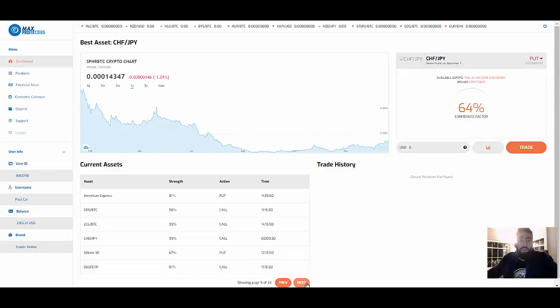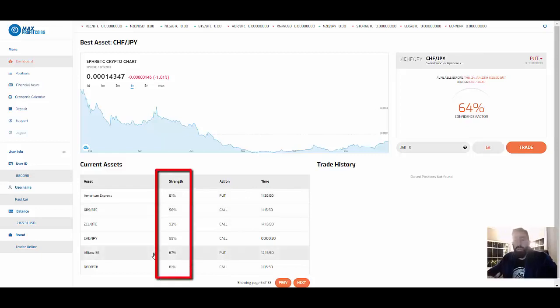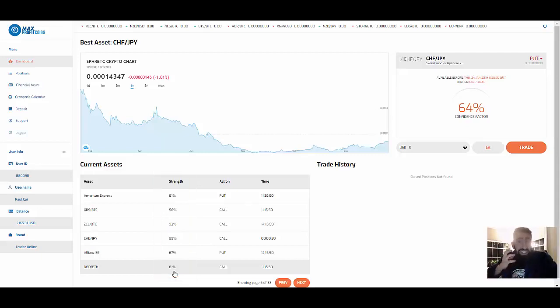You can easily go through these pages just by clicking the previous and the next buttons. What you want to look for is not only the asset you want to choose, but you also want to pay attention to the signal strength. This is a key component to trying to choose the best signals possible. It basically means the overall probability of these trades being a winning trade. These are all based on the analysis, indicators and strategies that are integrated within Max Profit Coins. So of course, in this case, we have some pretty good signals here.